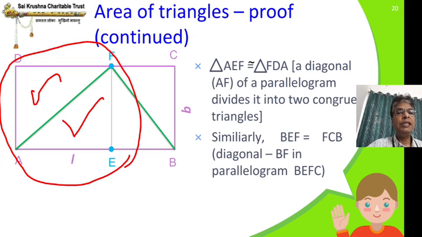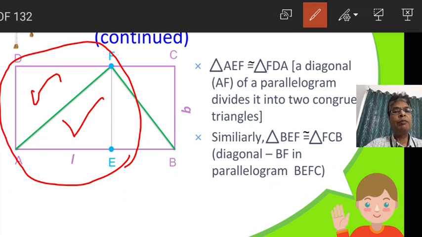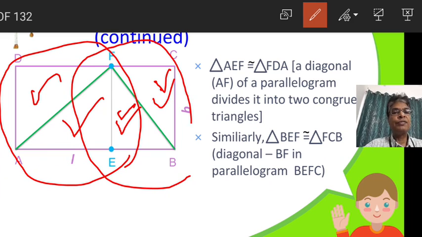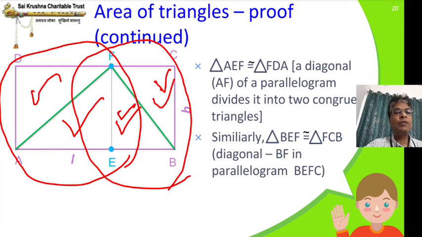Similarly, triangle BEF is congruent to triangle FCB. That is, I will put double tick here, BEF and what is the other one? FCB. The reason is BF is the diagonal here and the parallelogram is BEFC. So due to this, what has happened? Now these two, you can now see single tick both are equal, double ticks both are equal.